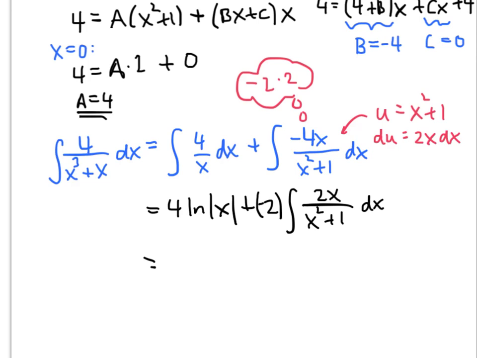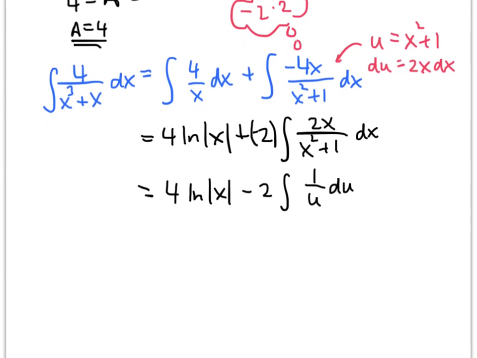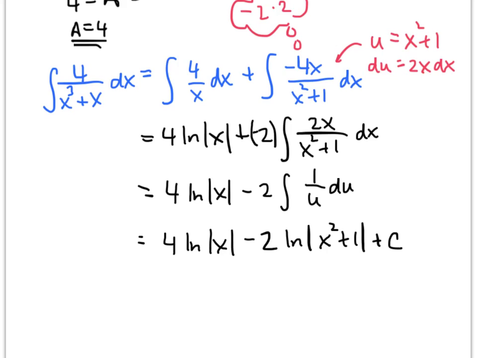So now when I do my substitution, I get 1 divided by u du. Almost done. And so I get 4 times the natural log of the absolute value of x minus 2 times the natural log of u, but u is x squared plus 1. And so we're done.